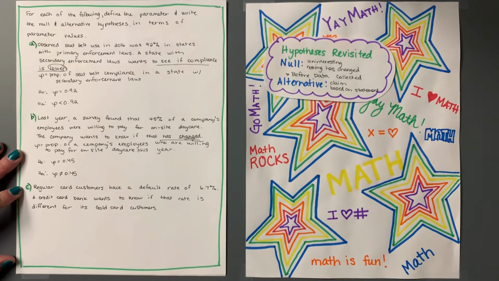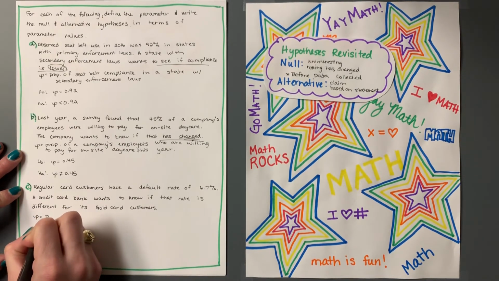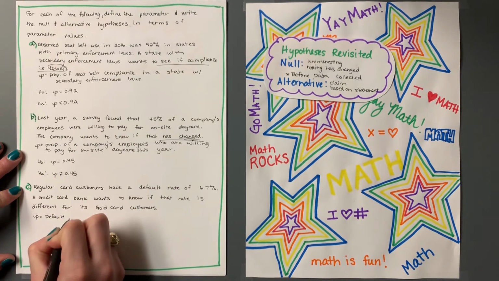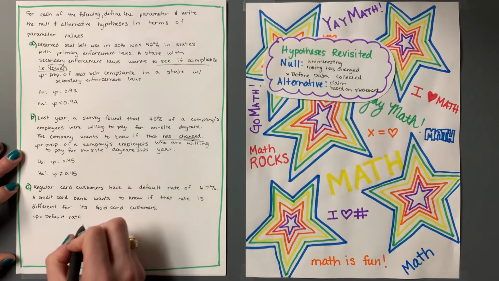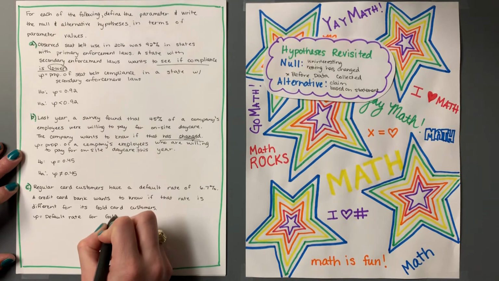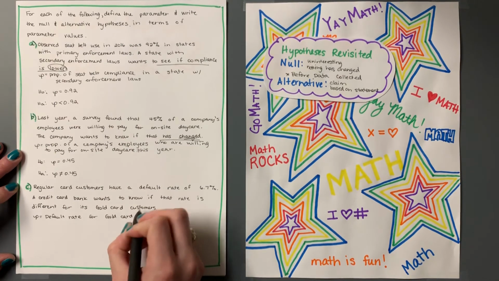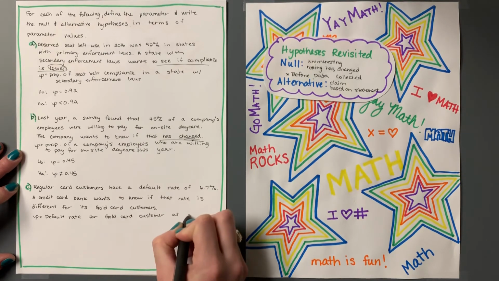Regular card customers have a default rate of 6.7%. A credit card bank wants to know if that rate is different for its gold card members. So my parameter here will be the default rate. And default rate is the proportion of customers who default on their credit cards. And default means they just don't pay them. So the default rate for gold card customers at a credit card bank.